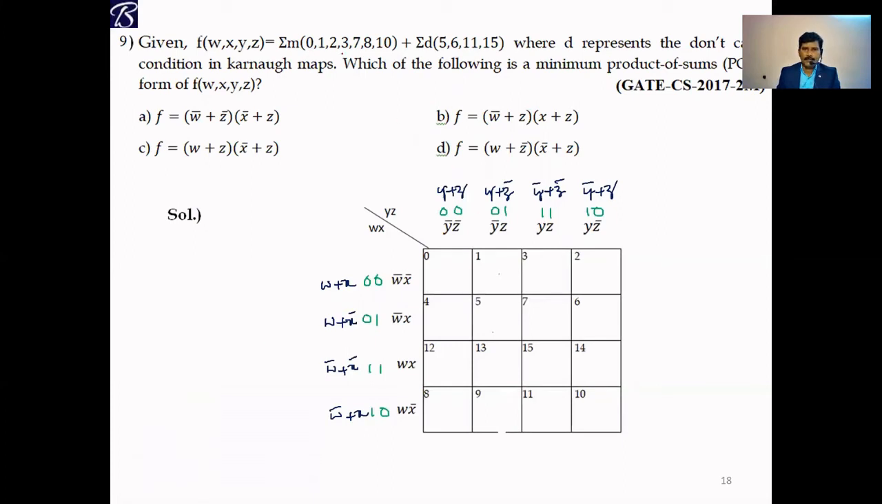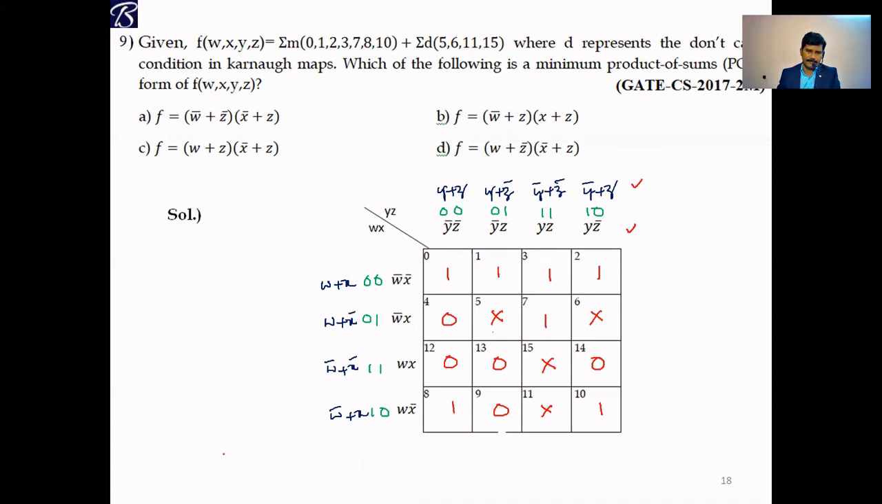The minterms in the SOP form are 0, 1, 2, 3, 7, 8, 10. Some don't cares are given: 5, 6, 11 and 15. The remaining cells we need to consider as zeros. Now to write the expression in POS form, consider these zeros and try to simplify.